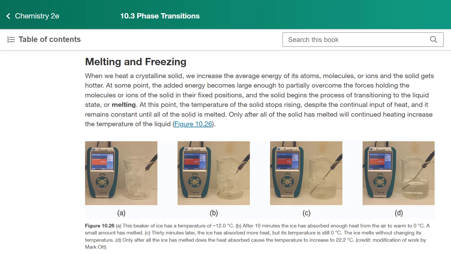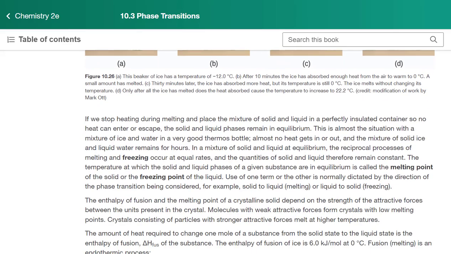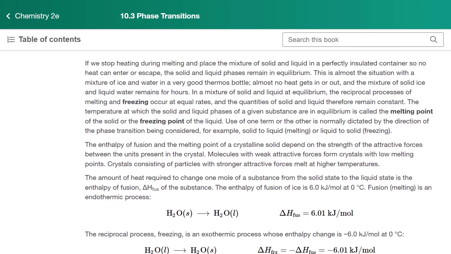The next two are melting and freezing. Again, we're doing these in pairs. So melting is a solid becoming a liquid. Freezing is a liquid becoming a solid. Of course, you probably already know that, right? So that's one of those ones you've known about for a while.